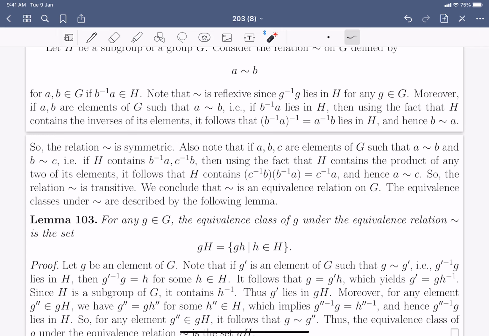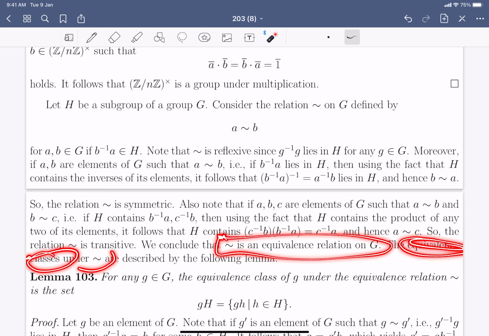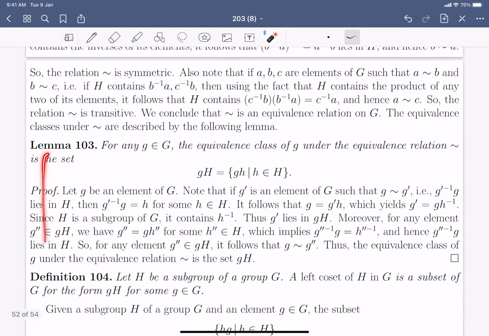Okay, and now once you have an equivalence relation on a set, it makes sense to make an attempt to describe the equivalence classes. So we'll try to describe the equivalence classes under this equivalence relation tilde now. Okay, so this is done in this lemma.